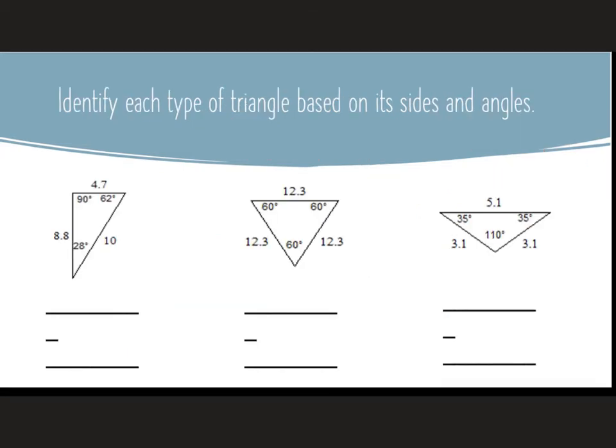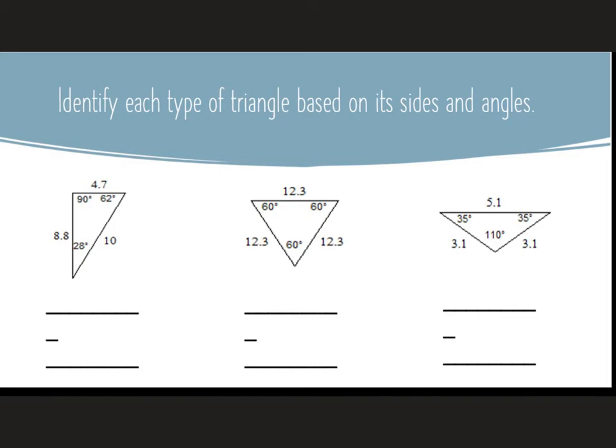All right, next ones are still working with vocabulary. This time we're talking about different types of triangles. So we are identifying each type of triangle based on its sides and its angles. Remember, sides would be like scalene, isosceles, equilateral. Angles would be right, acute, obtuse.